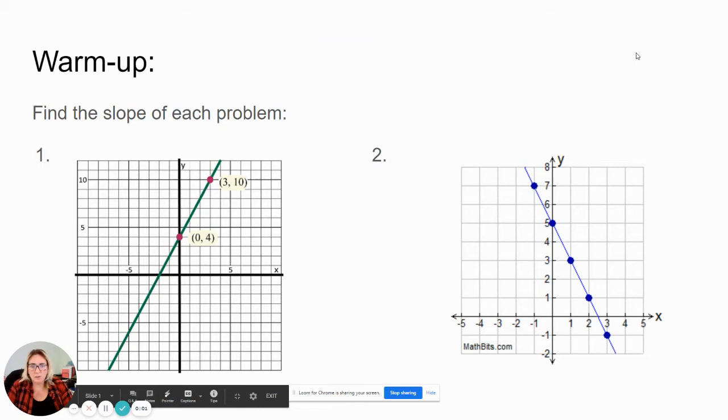Into doing a little bit of graphing of a line in slope-intercept form. So again, this should be a nice review for you. We're going to start with a warm-up where you find the slope using the formula from yesterday, y2 minus y1 over x2 minus x1, and find the slope of each of these lines.